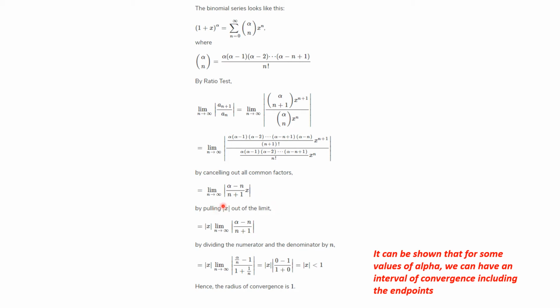So it's the limit as n goes to infinity of alpha minus n all over n plus 1, and this is the absolute value of x, which I can pull through the limit as we always do, so this is absolute value of x times the limit as n goes to infinity of alpha, which is a fixed constant, minus n over n plus 1. And so you can divide top and bottom by n, and you can conclude that this limit is 1. So this converges whenever the absolute value of x is less than 1. So the radius of convergence is 1.